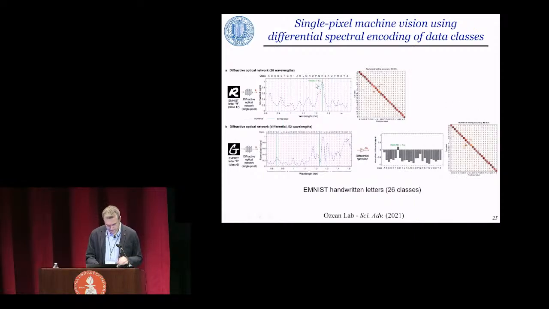You can also scale up the wavelengths. We here used the MNIST data set. And there are 52 wavelengths here, differentially encoding 26 handwritten letters.